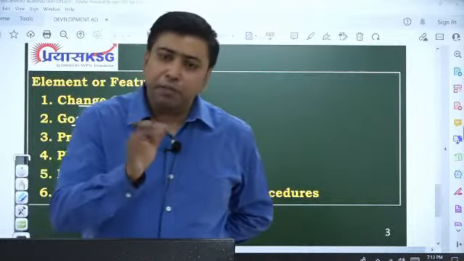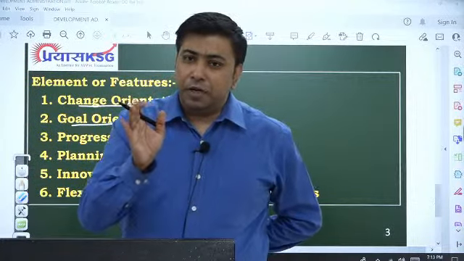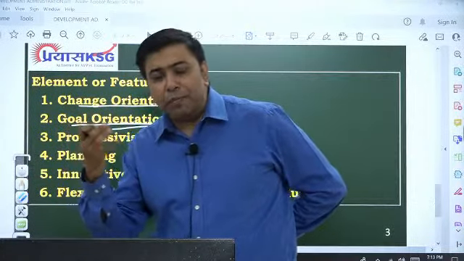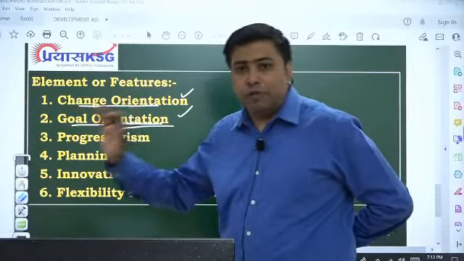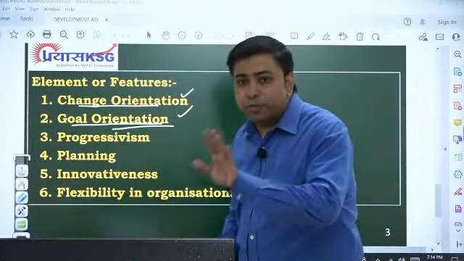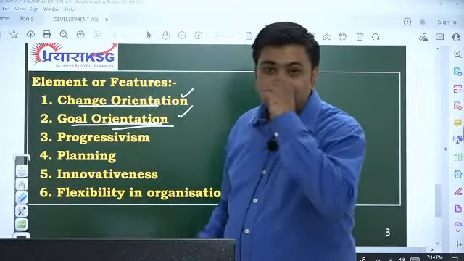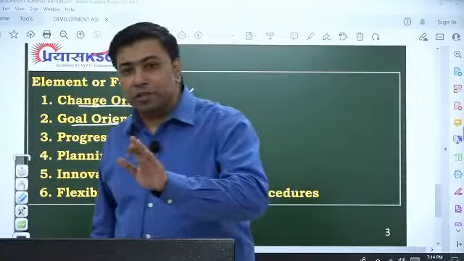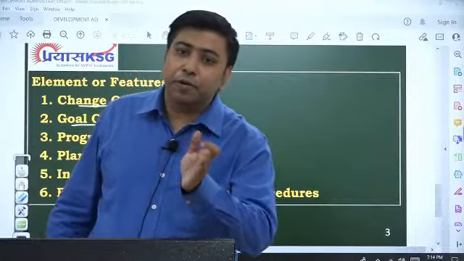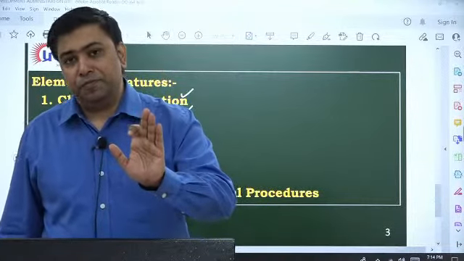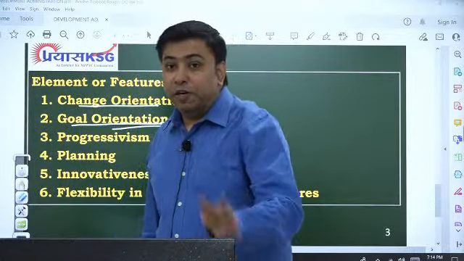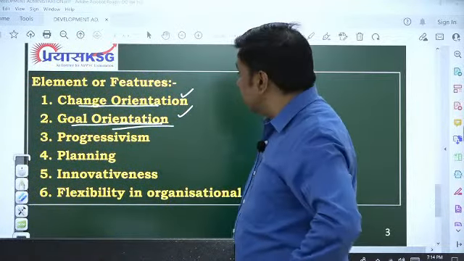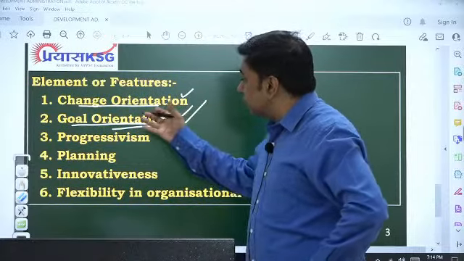And it is required to increase the coping capabilities, accepting, adopting capabilities of new techniques, methods of the existing administration. That particular perspective is called as change orientation. And secondly, every administrative machinery, structure, office, ministry or department should have a goal, developmental goal. So it was the second important feature of developmental administration called as goal orientation.